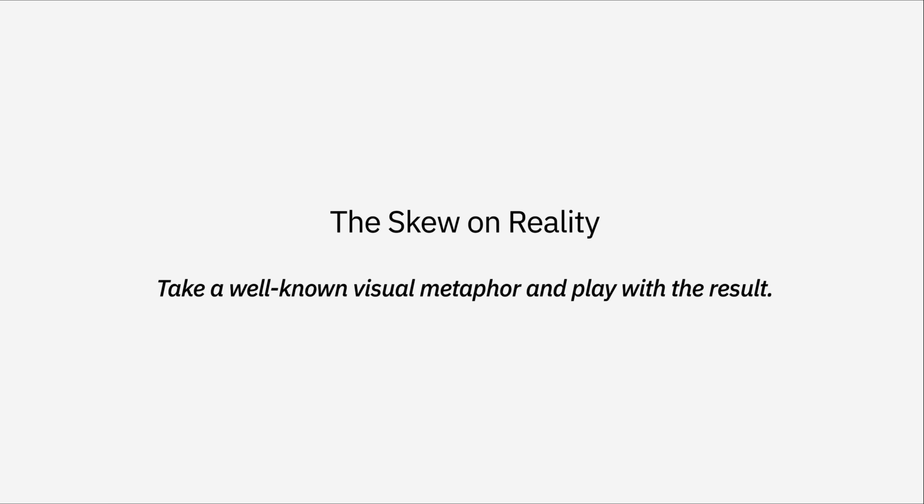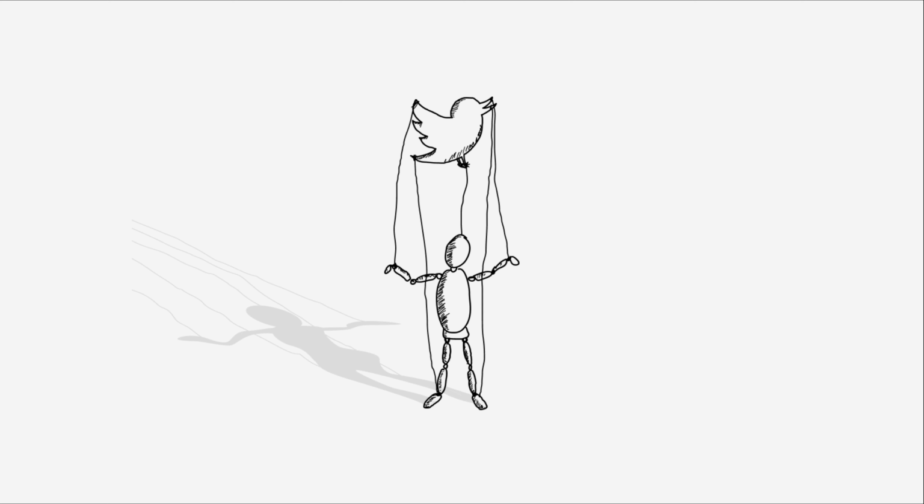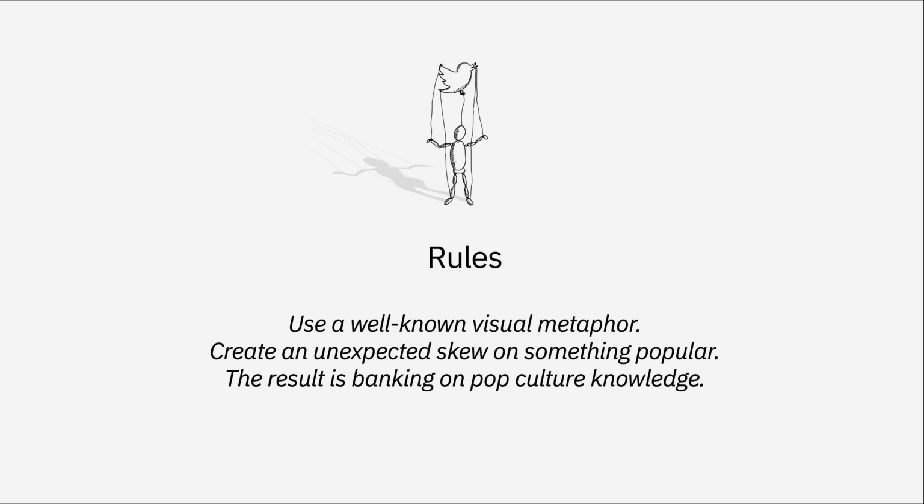So the idea behind a skew on reality is to take a well-known visual metaphor and play with the result. Provide an unexpected result from a well-known visual metaphor. I did this recently with Steven Bartlett's quote, which was, the algorithm takes control over you. And we're going to go into this in a little bit more detail in a bit. But first of all, let's talk about the rules.